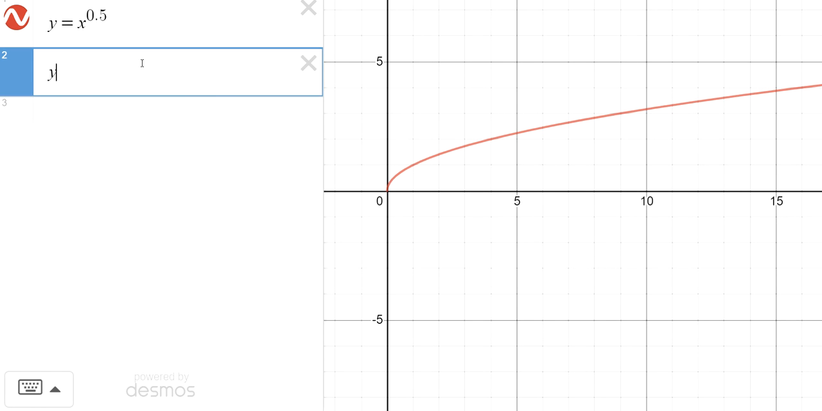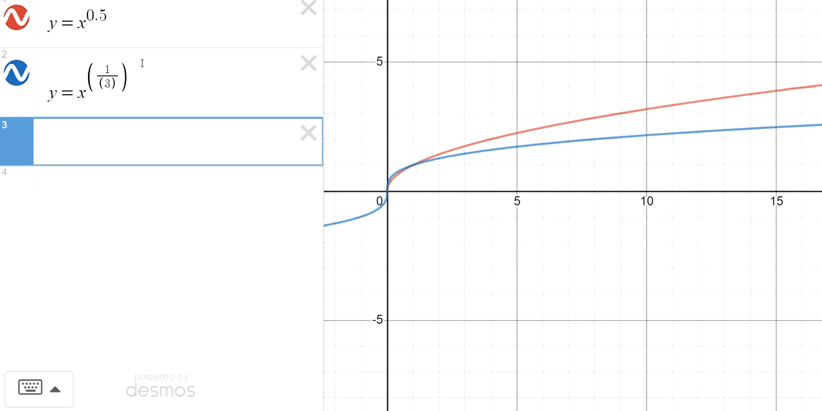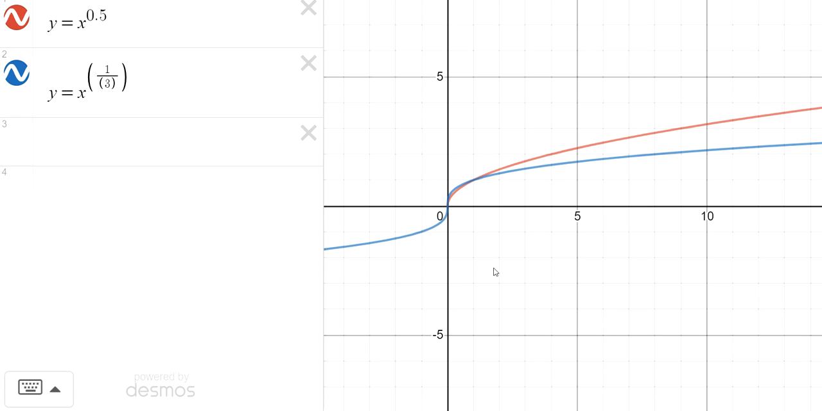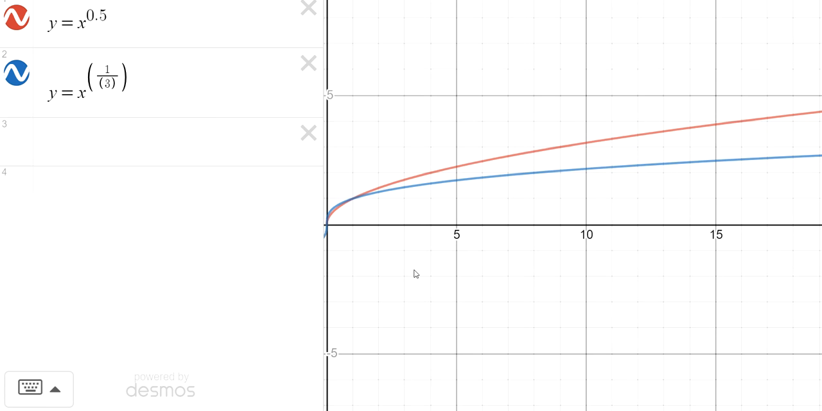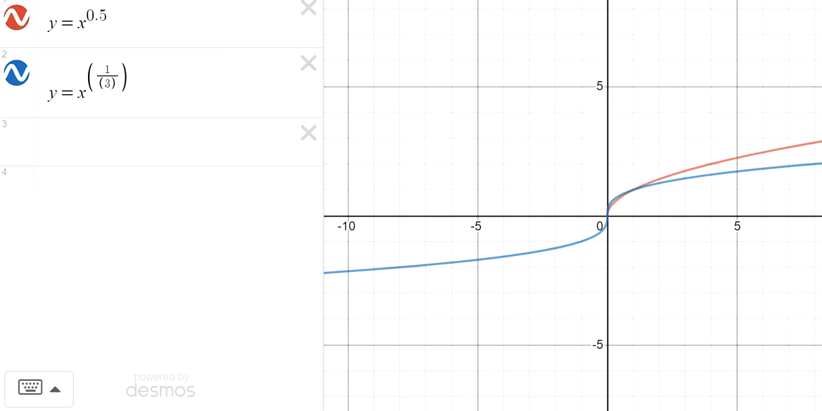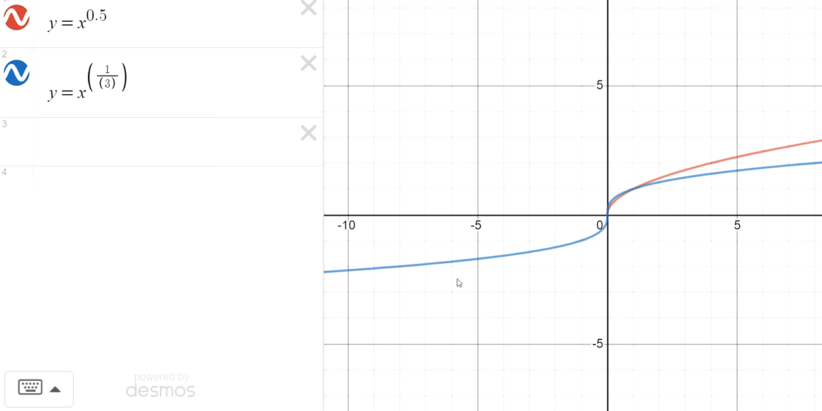So what happens when y equals x to the power 1 divided by 3? Look at the one in blue. Look at the positive region now. It has quite a similar shape. It looks like a parabola, but it's not a parabola. The main difference is that it has negative values as well. It can have negative values of x.